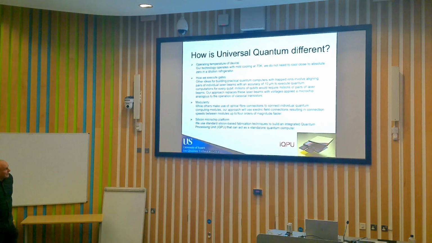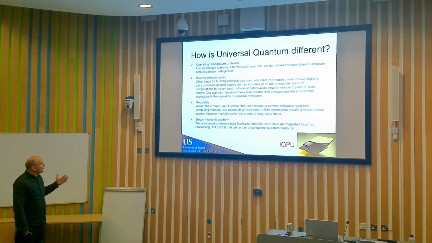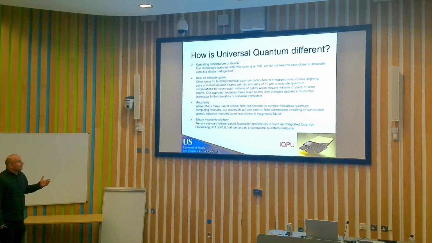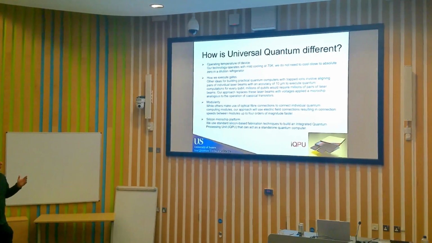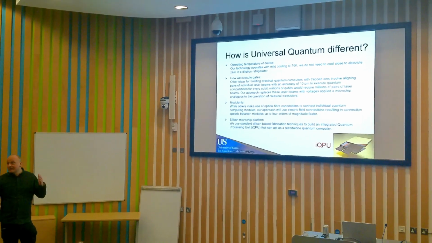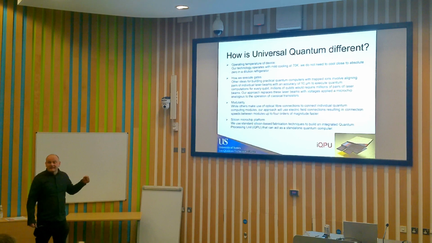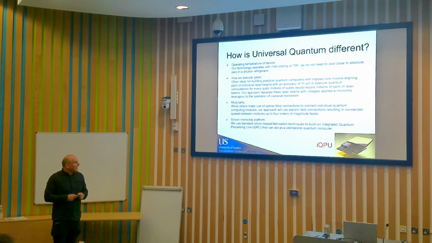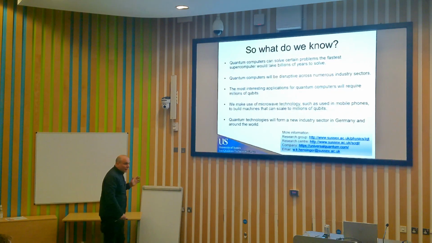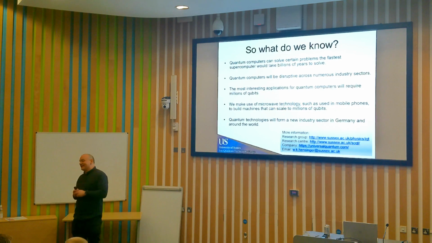So the way as a company we are different to other companies like what you've probably heard of is the way we execute gates. So this is using voltage as applied to a microchip rather than using laser beams. Our operating temperature only requires mild cooling rather than absolute zero. The modularity, as I explained, is done using electric field links, and all of this is done using a silicon microchip platform. So I think with that, there's probably a good time to end, and obviously there's millions of things I haven't had a chance to talk about in this lecture.